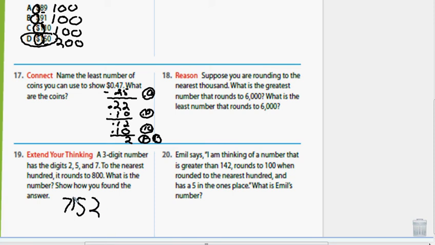We'll go ahead and try it. I circle the 7, underline the 5. The 5 is telling the 7 to go up, so that becomes an 8, and everything else becomes a 0. So 752 is my number.